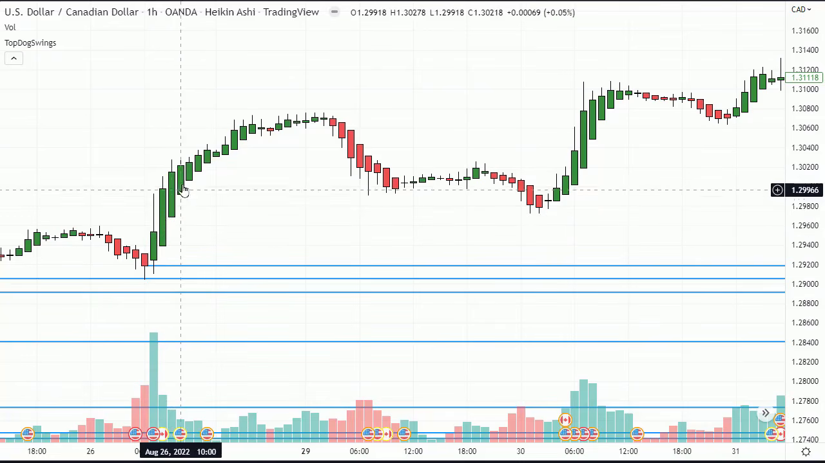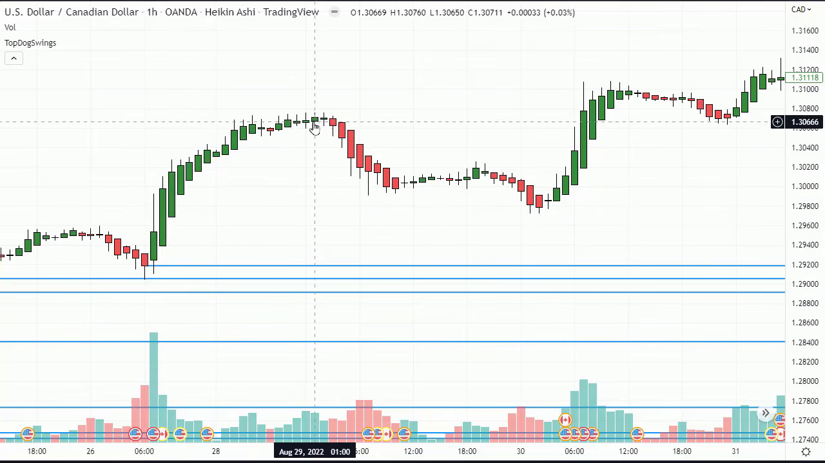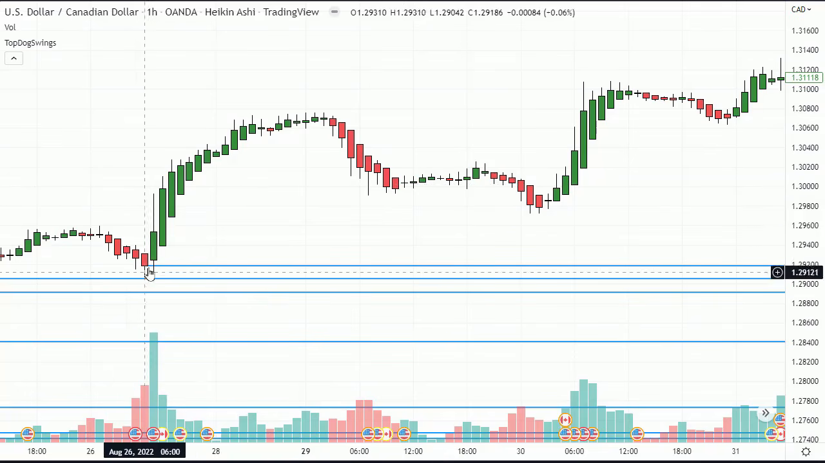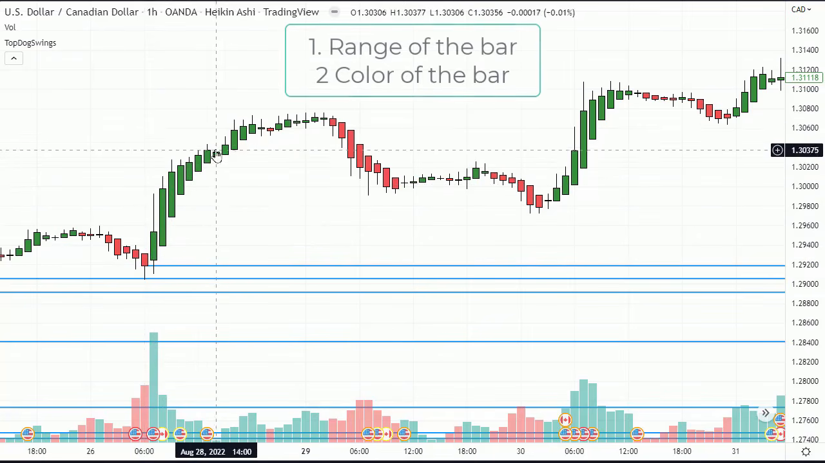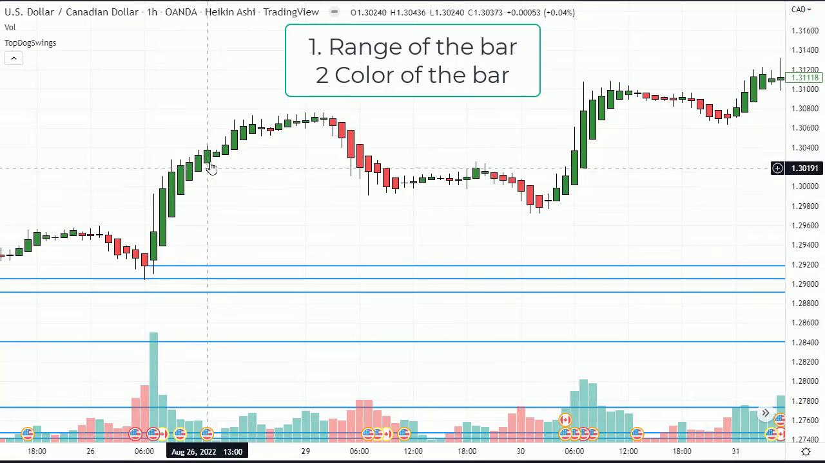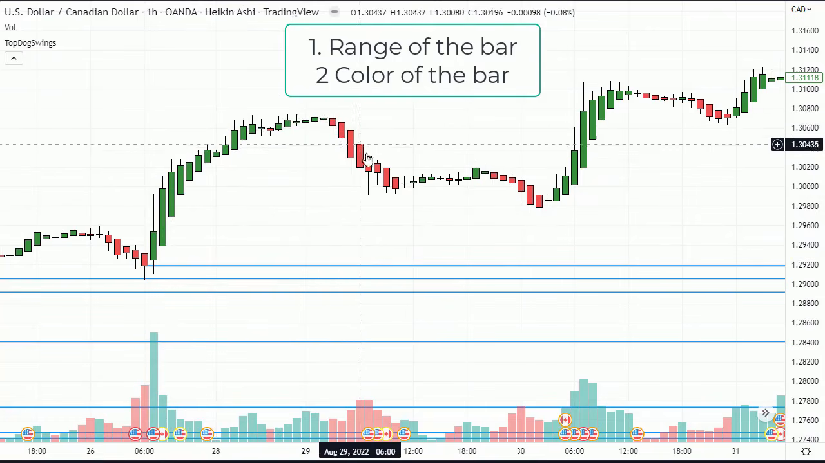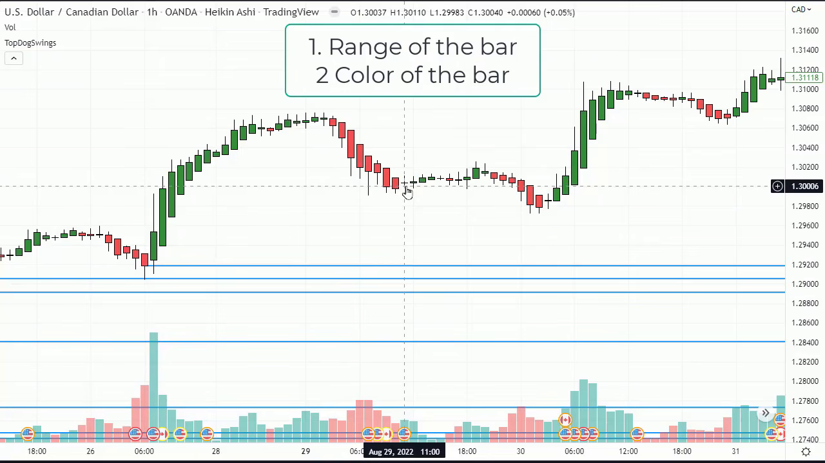Look at this. Green, green, green, green, green, green, red. Red, red, red, red, red, red. And now what we want to look at is two things. Number one is the range of the bars and the color. So you see dramatic wide range bars, and then they get more narrow, more narrow, more narrow, and they're all green. Okay, so that's what we want to do. Then number two, red, red, red, red, red, wide range, and then it goes flat. So the technique is super duper simple.